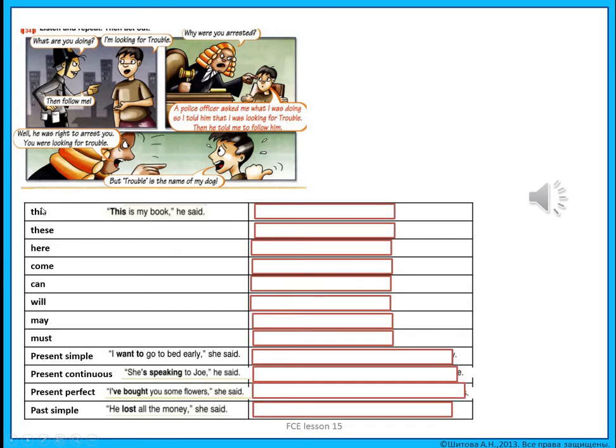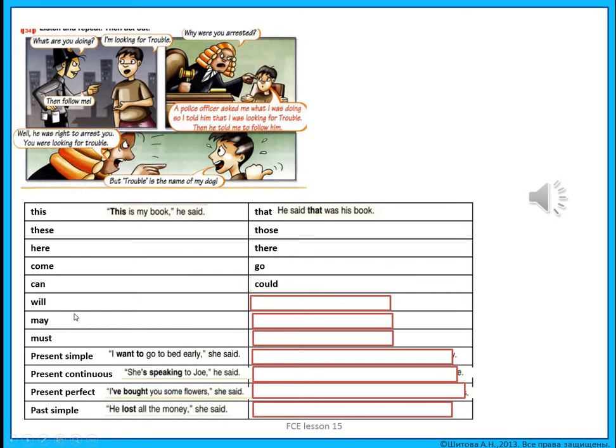In reported speech, you have to change the word this into that. "This is my book," he said. He said that was his book. These will change to those. Here to there. Come, go; can, could; will, would; may, might; must, had to, as a rule.